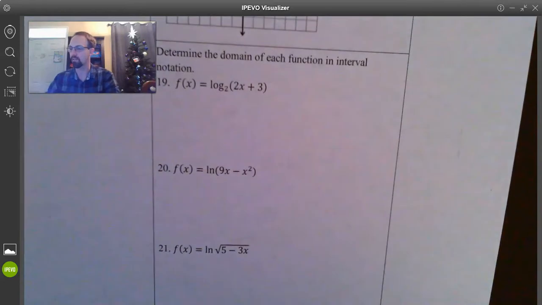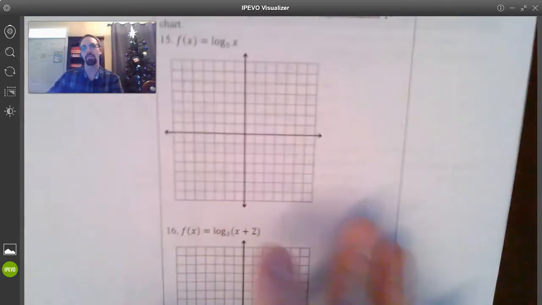We'll talk about the transformations, and then I'll talk about how to show that with the t-chart as well.